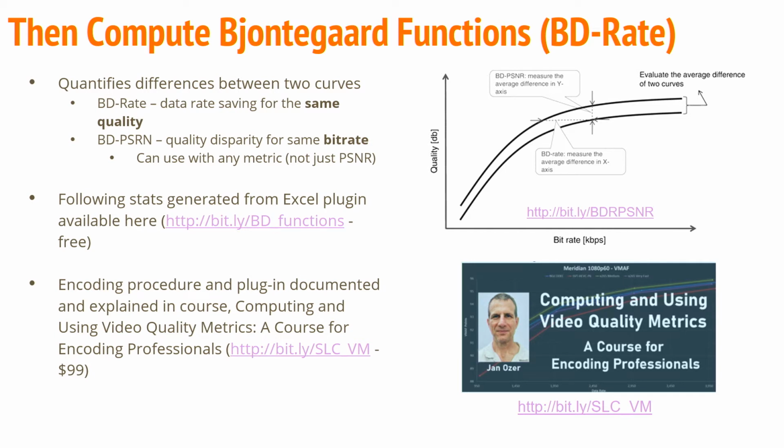And then we computed the Bjøntegaard function BD rate numbers, and these are the 2 rate distortion curves. This is, say, lowest quality, this is highest quality. What BD rate tells you is at this quality level, how much data rate do you save with this solution. And we're going to look at what those numbers look like in a second, but I just wanted to explain what BD rate talks about. I got the stats using an Excel plugin that's available for download here. And you can download that and use it. This is an article I wrote that includes both the download link and also how to use it.